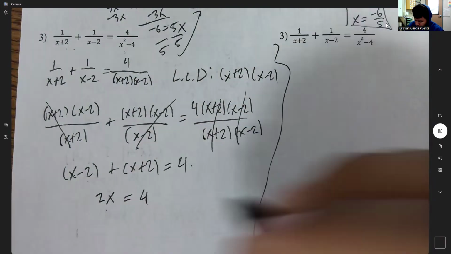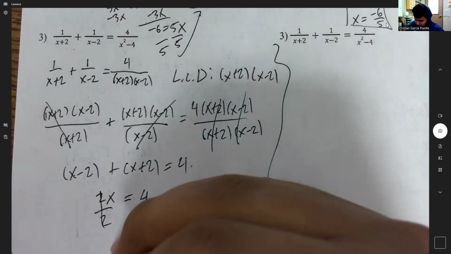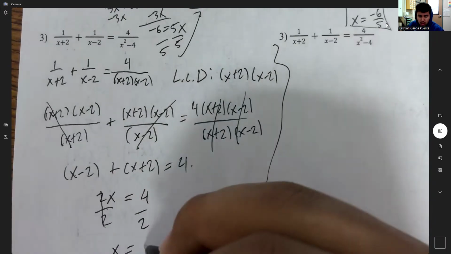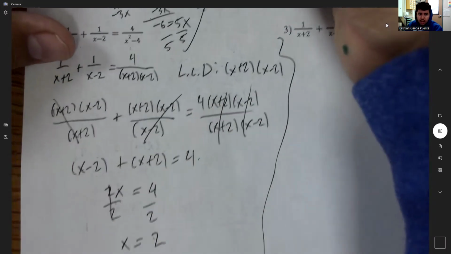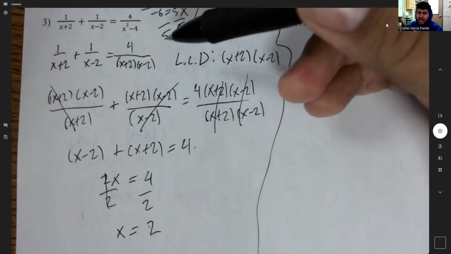Now, how do you get rid of the 2? You divide by 2 on both sides, and then these are going to cancel, and you'll be left with x is equal to 2. And then that would be your answer. But first, remember, we were talking about excluded solutions.